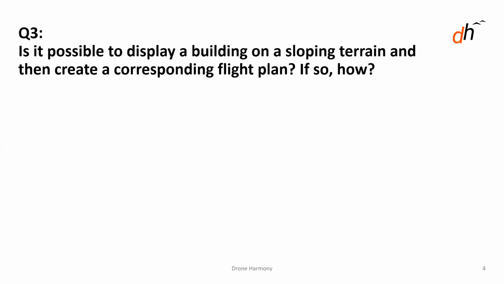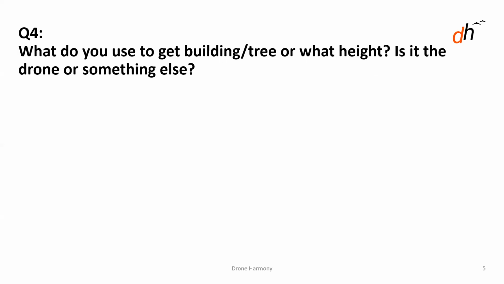However, in the future, as I already said, we'll be working on many enhancements of terrain aware flight where we'll enable these kinds of combinations. So thank you for this question. What do you use to get building or tree heights? And is it the drone itself, or something else?